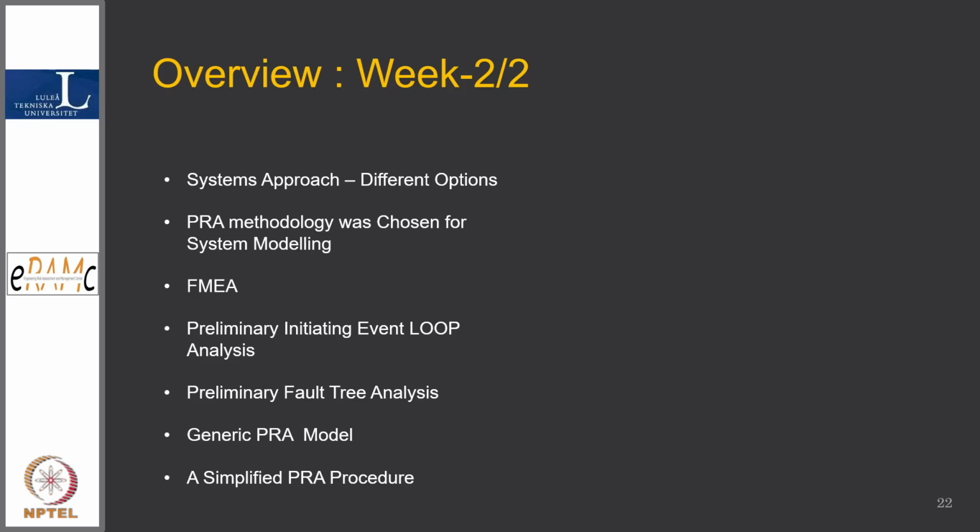So in this we saw fault tree, event tree, the systems approach, and then the preliminary fault tree we have drawn. A generic PRA model we have given, and probably now in the second lecture you should know what PRA means, which we are advocating as one of the best approaches for risk assessment, and a simplified procedure has been demonstrated.